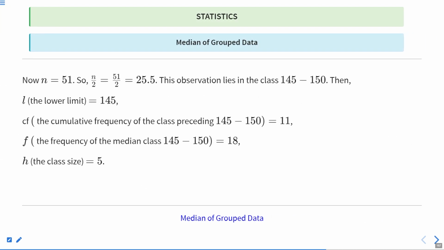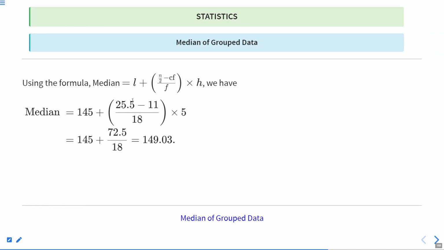Now here n is 51, so n by 2, that is 51 by 2, is equal to 25.5. This observation lies in the class interval 145 to 150. So the median class is 145 to 150. Then L, the lower limit, is equal to 145, CF, the cumulative frequency of the class preceding 145 to 150, is 11, and the frequency of the median class 145 to 150 is 18. F is 18, and H, the class size, is equal to 5.